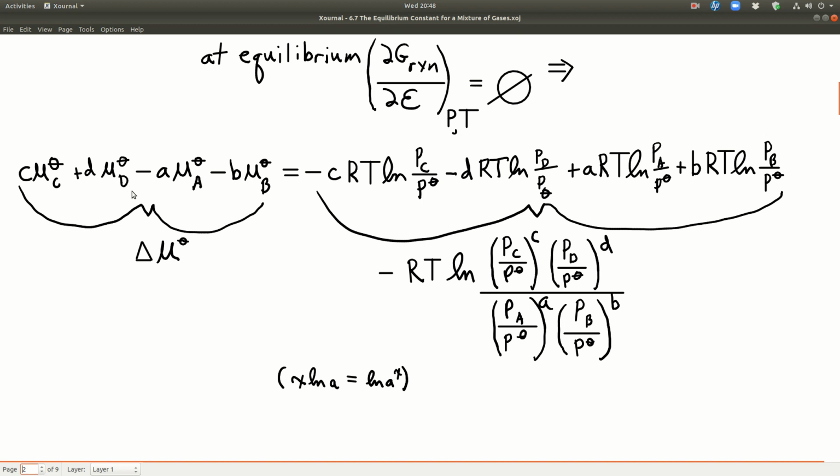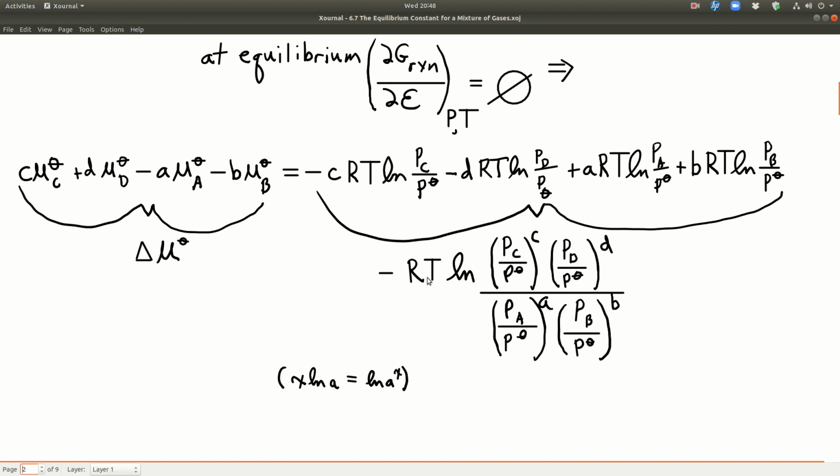This term over here with all the chemical potentials, it's the products minus the reactants, each times their coefficients. That's just delta mu, the change in chemical potential under standard conditions. This, we can use some properties of logs. For example, x times the natural log of a is equal to natural log of a to the x, and also natural log of a plus natural log of b is equal to natural log of a times b. Using those properties, we can rewrite this side of the equation like this.